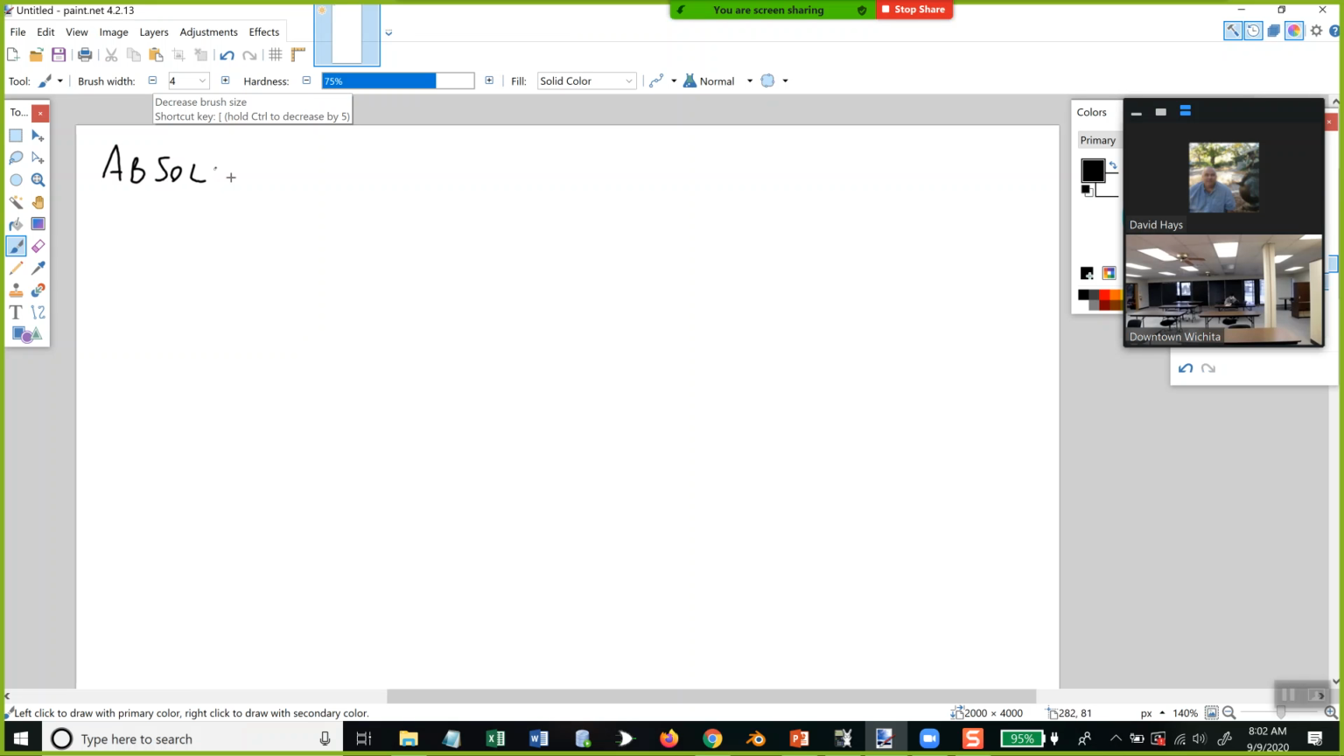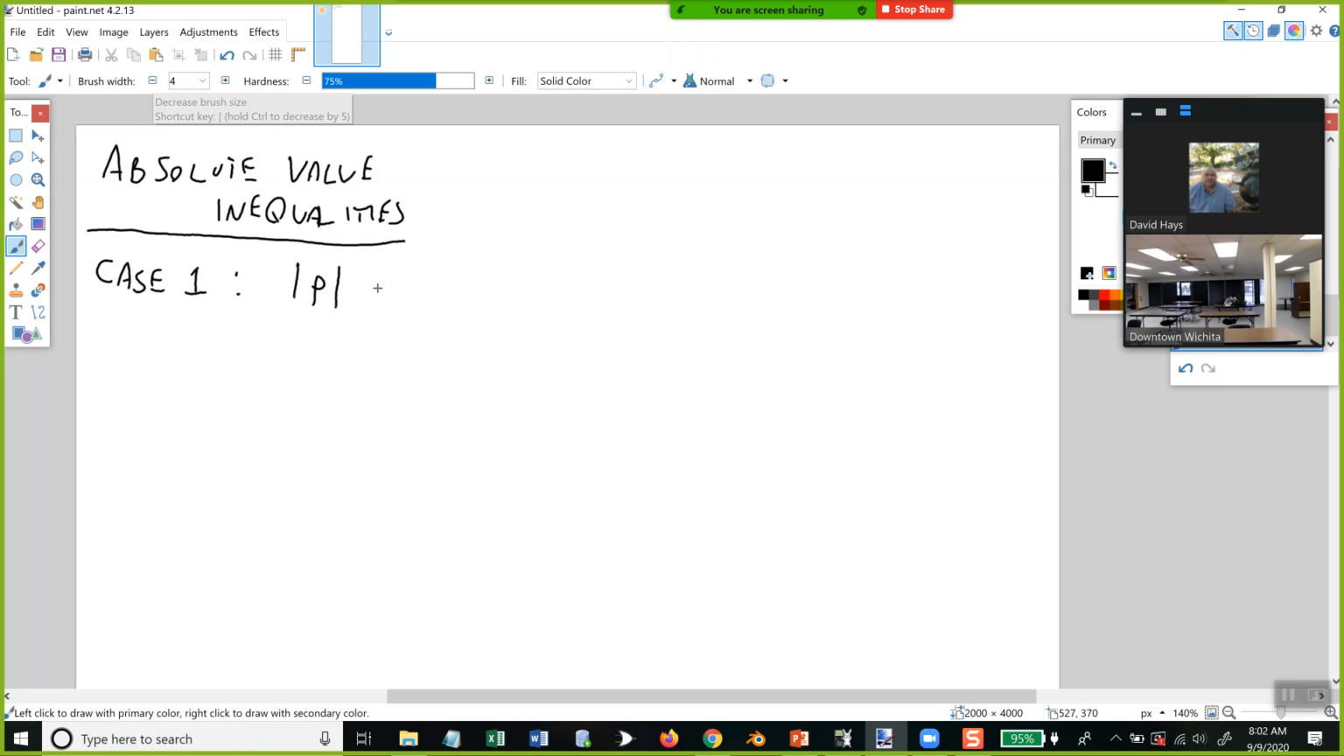Now our absolute value inequalities, we have two cases of that. Our first case is where we got the absolute value of something is less than something else.